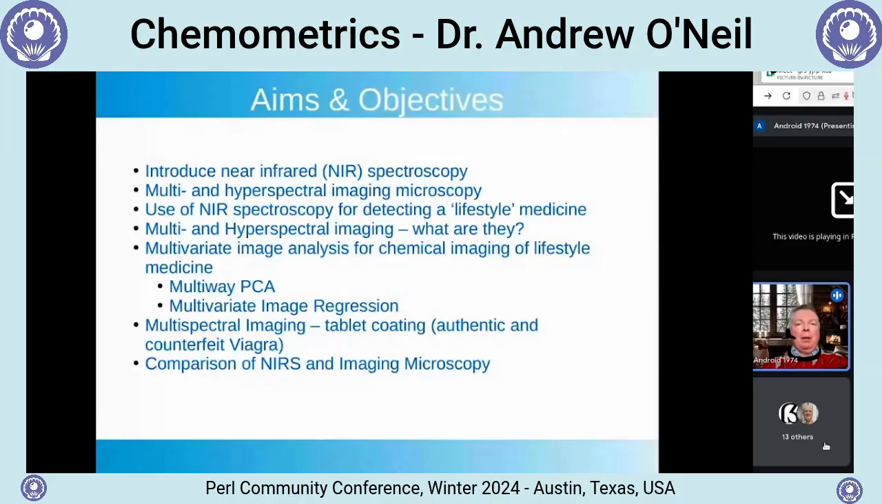Multi and hyperspectral imaging, what are those two analytical techniques? And then they generate data which are called multivariate images, which require analysis. So they're chemical images, and I shall quickly cover how multivariate images are analyzed using principal component analysis or partial least squares regression. And then I will give an example of multispectral imaging to examine the tablet coatings on a genuine and a counterfeit tablet, and then do a sort of wrapping up comparison of NIRS and imaging microscopy.